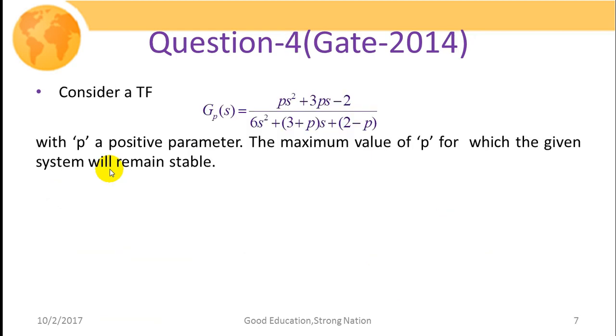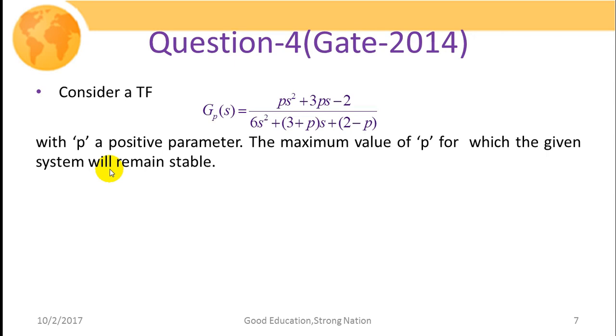So now let us take another question, the fourth question, which was asked in GATE 2014. Consider a transfer function G_p(s) is equal to (p s square plus 3p s minus 2) divided by (6 s square plus (3 plus p) times s plus 2 minus p), with p a positive parameter. The maximum value of p for which the given system will remain stable is. So we have to find the maximum value of p for which the given system will remain stable.